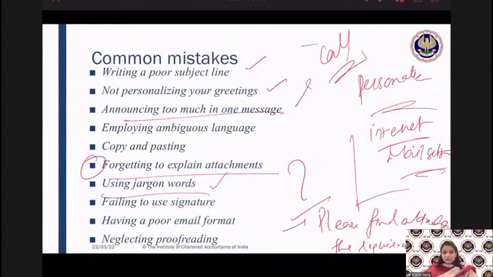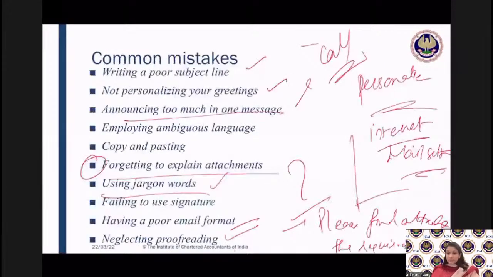Failing to use signatures. You've written the email and you forgot to write your own name and, at the end, your phone number. That is again very wrong. Having a poor email format, where you have not put in the subject line, there's no greeting, no salutation, no opening, no ending. If there's no format, then again the email is very bad. Neglecting proofreading. Always read whatever you write. Proofreading is very important to find your own mistakes. Am I clear?